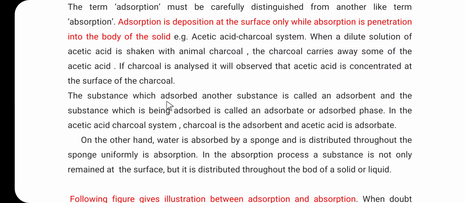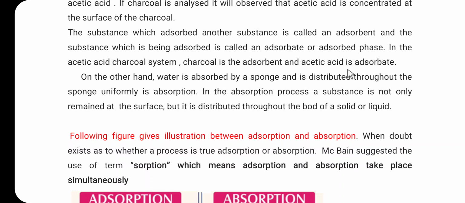The substance which adsorbs another substance is called the adsorbent. In this case the activated charcoal is the adsorbent, and the substance which is being adsorbed is called the adsorbate or adsorbed phase. In this example, acetic acid is the adsorbate. In the acetic acid charcoal system, charcoal is the adsorbent and acetic acid is the adsorbate.